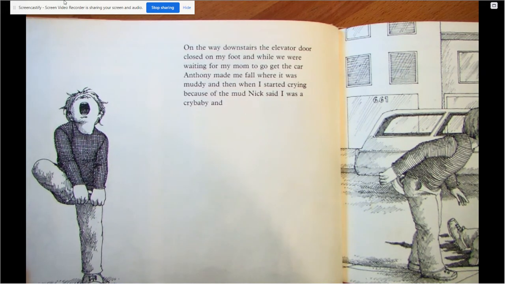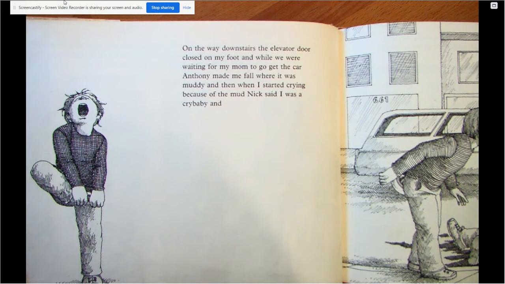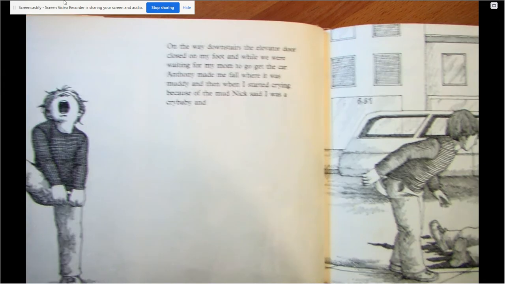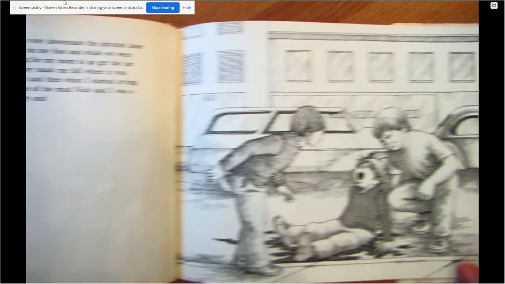On the way downstairs, the elevator door closed on my foot, and while we were waiting for my mom to go get the car, Anthony made me fall where it was muddy. And then when I started crying because of the mud, Nick said I was a crybaby.